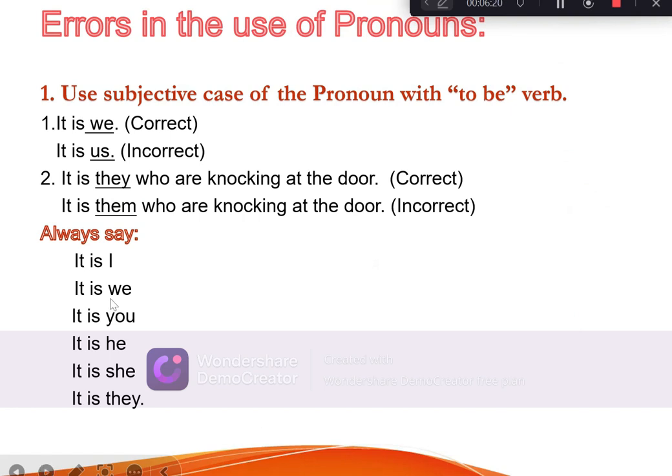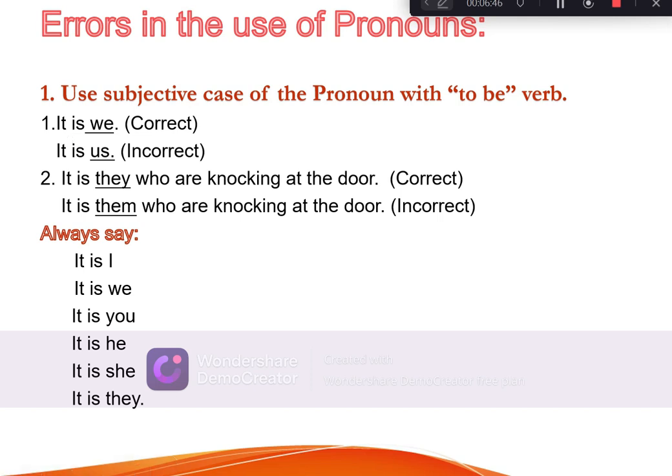Now onwards we shall discuss errors in the use of pronouns. Keep in mind, always use a subjective case of pronoun with to be verb. To be verbs are is, am, are, was, were, will, shall, have, has. These all are to be verbs. So you need to use subjective case of pronoun with to be verb.